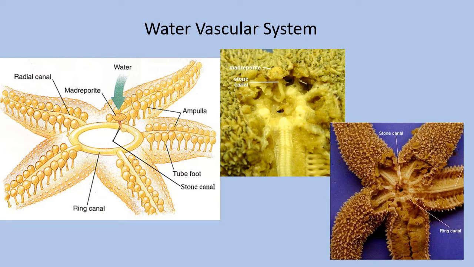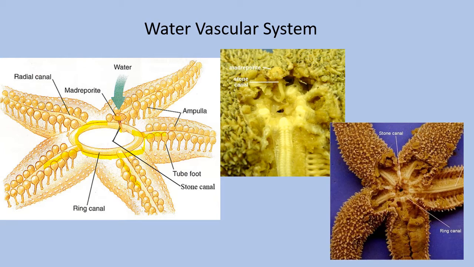So on the left here, you can see a diagram of how water would pass through the body of the sea star in the water vascular system. So water would go into the madreporite, the filter, and then there is a short little fragile-looking tube called a stone canal, and that connects to a larger ring canal, a circular canal that is in the middle of the body of the sea star. And then the ring canal has offshoots.